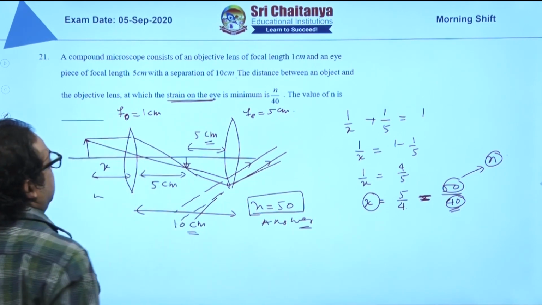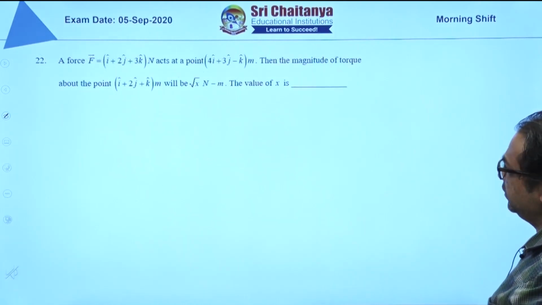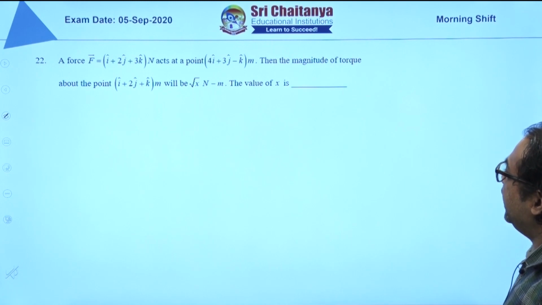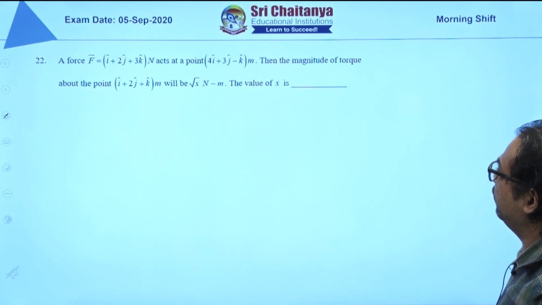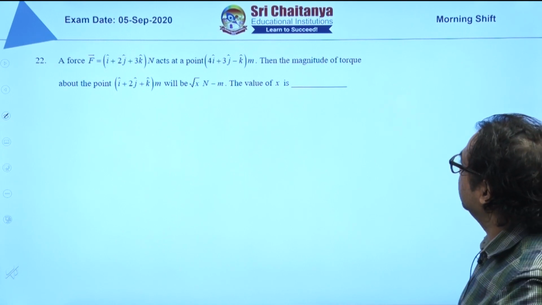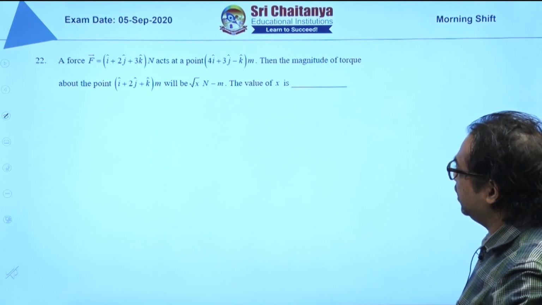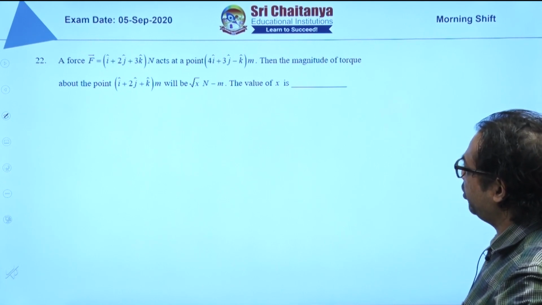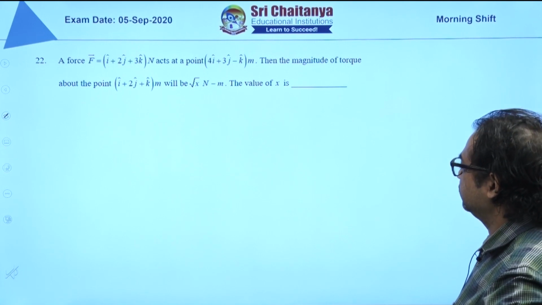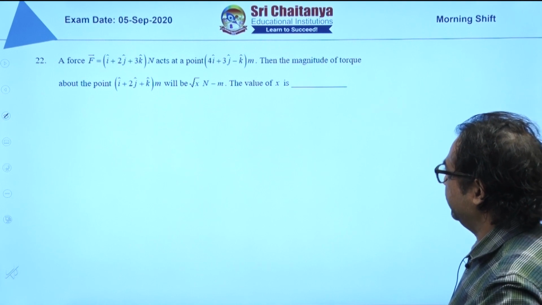It's an integer type question. Here it is given that a force i cap plus 2 j cap plus 3 k cap acts on a point 4 i cap plus 3 j cap minus k cap. Then the magnitude of torque about the point i cap plus 2 j cap plus k cap is root over x. We have to find the value of x.